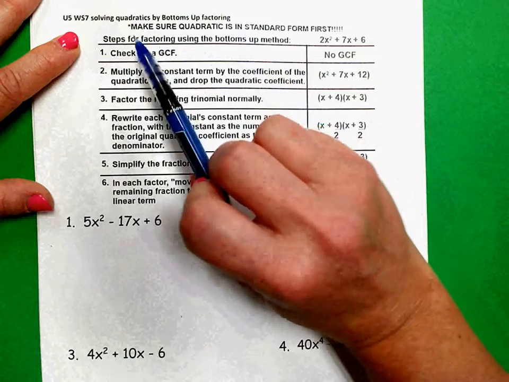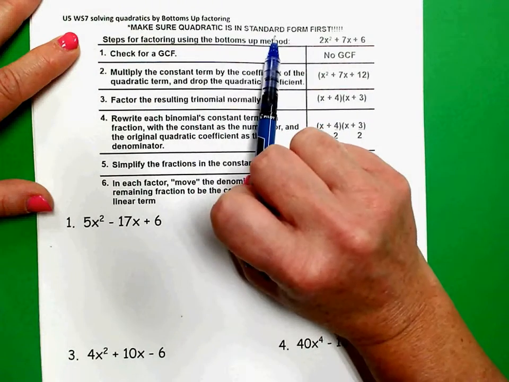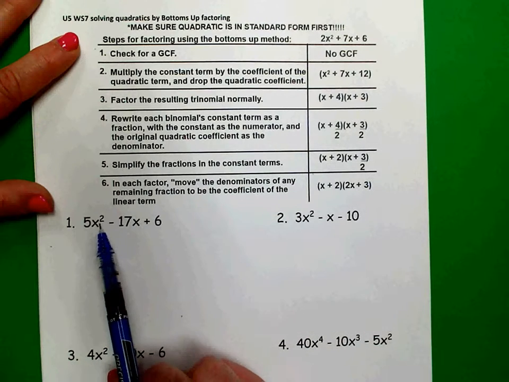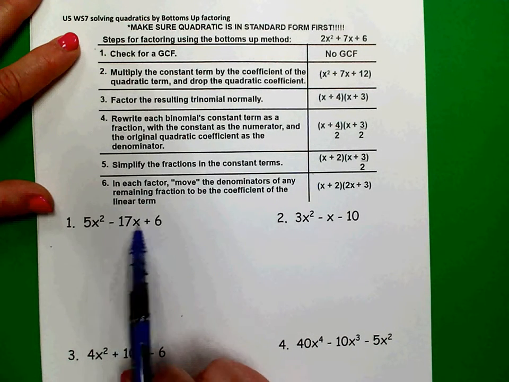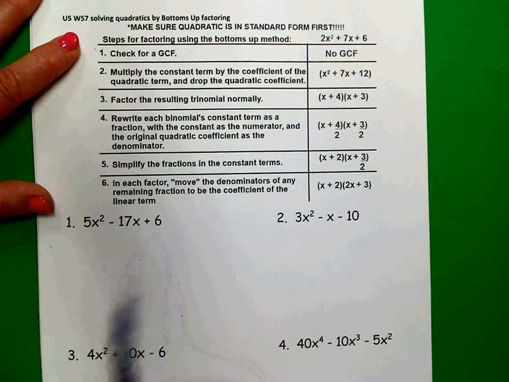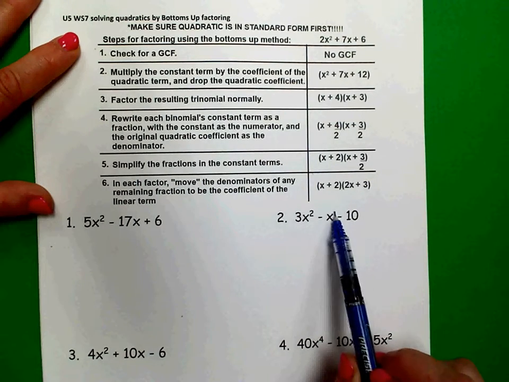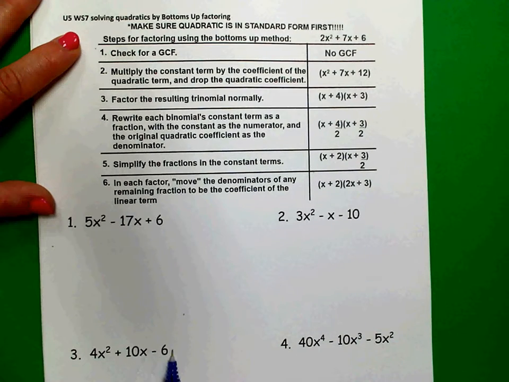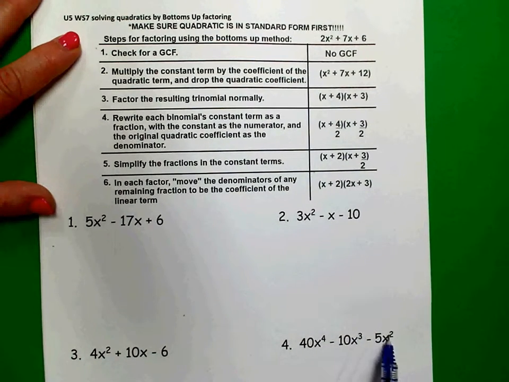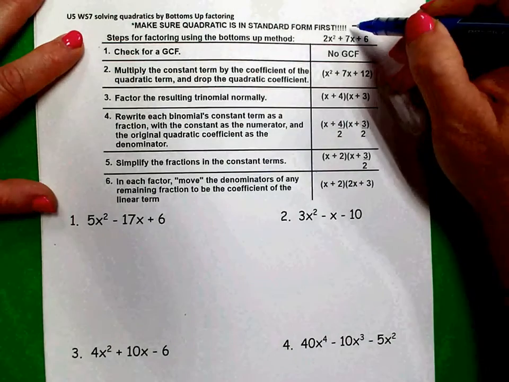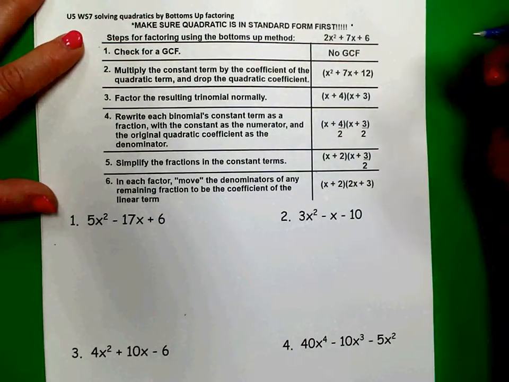The first step is to make sure that your quadratic is in standard form. In order to be in standard form, that means that the powers of the x's go from biggest to smallest. So here your powers are 2, 1, 0. That one's in standard form. 2, 1, 0. Standard form. 2, 1, 0. Standard form. 4, 3, 2. Standard form. All the x's are in order from highest power to smallest power, so they're all in standard form.